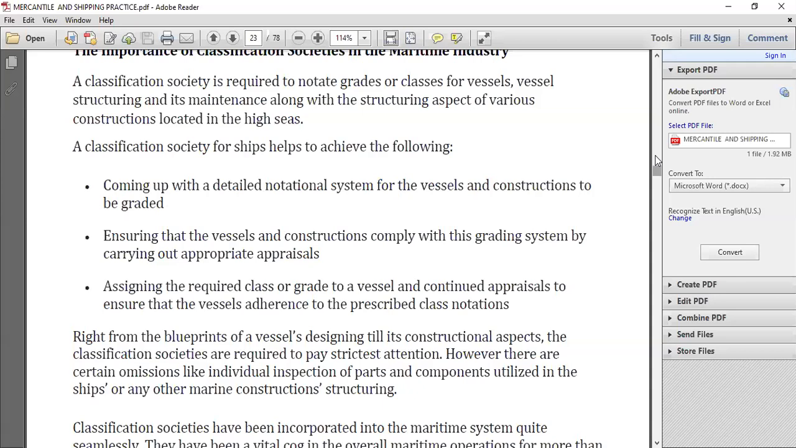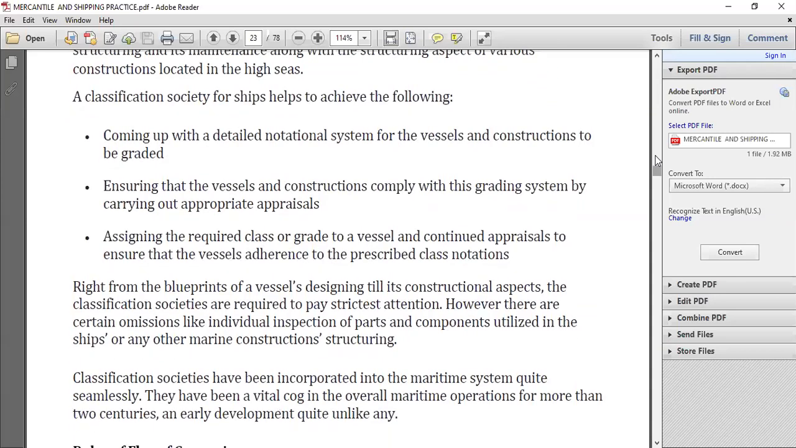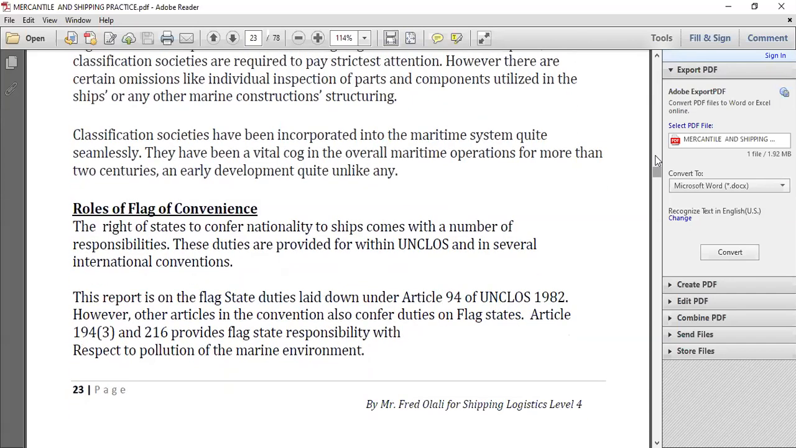If it is a container ship, once the naval architects have drawn it, then the classification society needs to come and study it before even the construction starts, so that they know that with these specifications, they are suitable for this particular type of ship. However, there are certain omissions, like individual inspections of parts of and components utilized in the ships or any other marine construction. So the societies have been incorporated in the maritime system quite seamlessly.